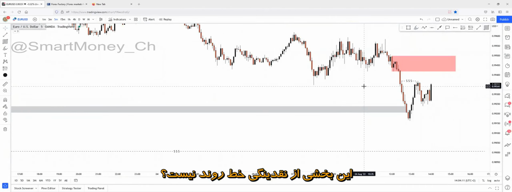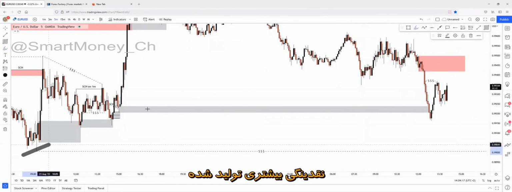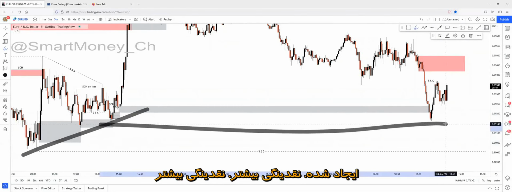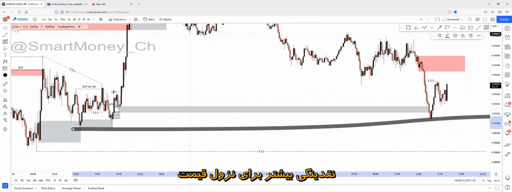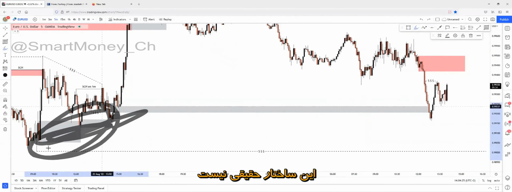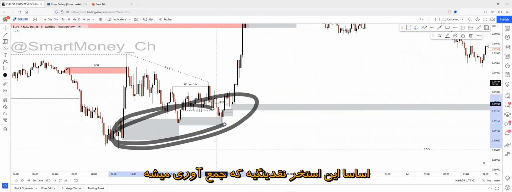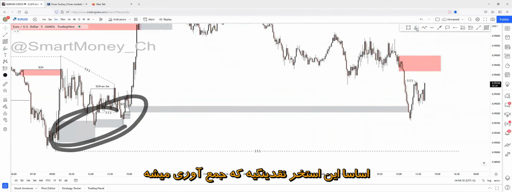Isn't it part of the trendline liquidity, or we can count the equal bottoms? More liquidity has been created with this movement. More liquidity for the shorts. Everything is liquidity here. This is not real structure. This is basically a liquidity pool that will be swept.